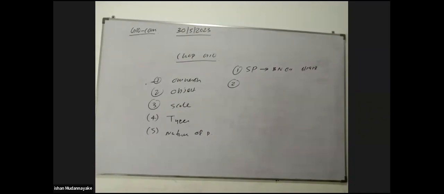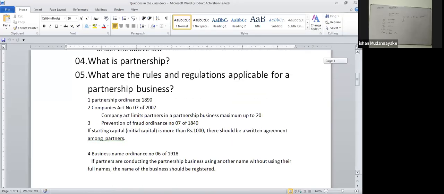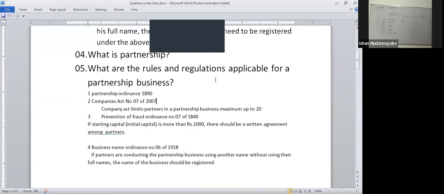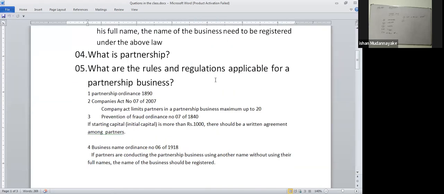This is a question we discussed, I think, last day. This is the last question under partnership that we discussed last day. What are the rules and regulations applicable for a partnership business organization?